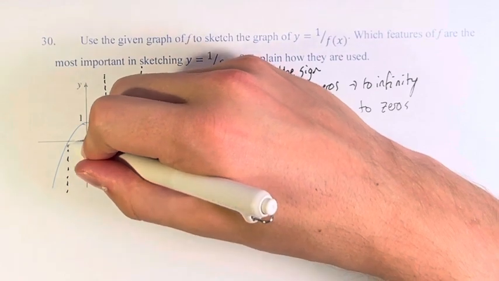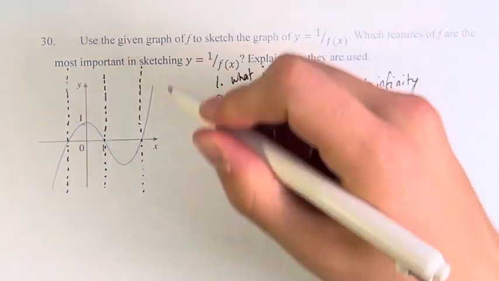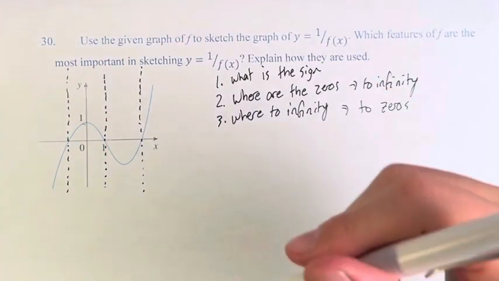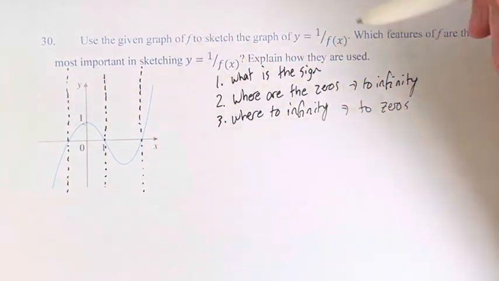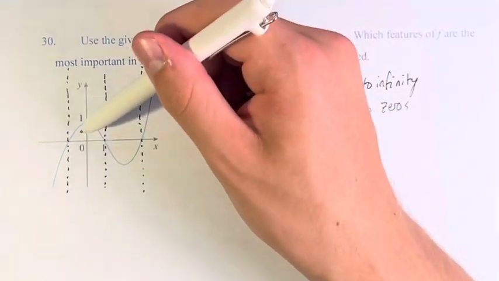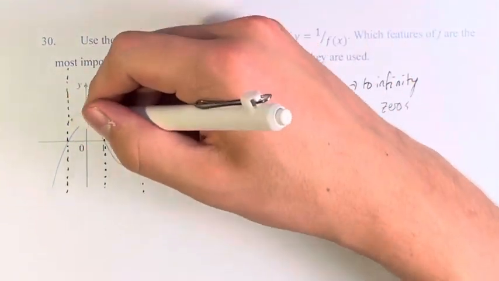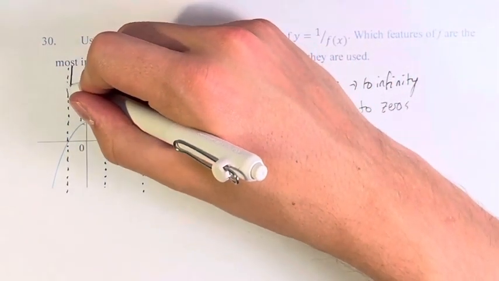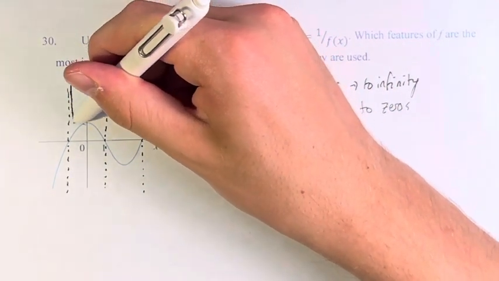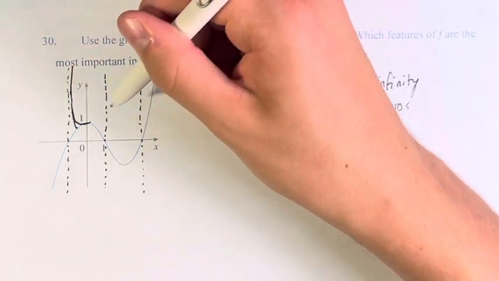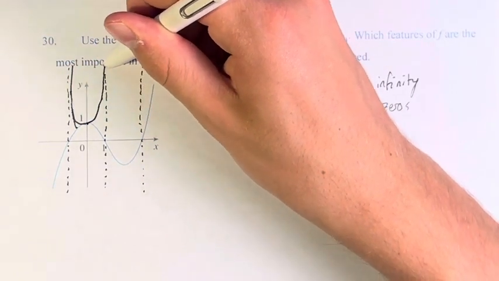And we have 3 of them here. As we approach them, we're going to go off to infinity or negative infinity. And remember what I said, what is the sign? So here we're positive, so we're going off to positive infinity. And then as we approach 1, the value goes down, and then it goes back up again.